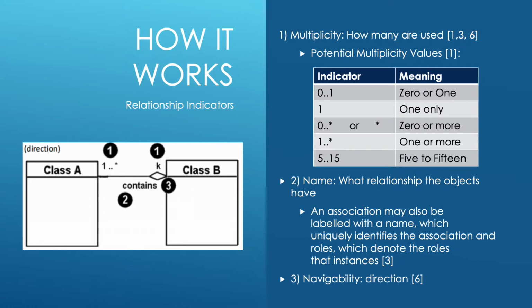This denotes the relationship of the line between the two classes. For instance, in the diagram on the left, it says Class A contains Class B. This means that Class B is contained within Class A. And then the third is navigability. This is noted by direction. This means that it flows from Class A to Class B.